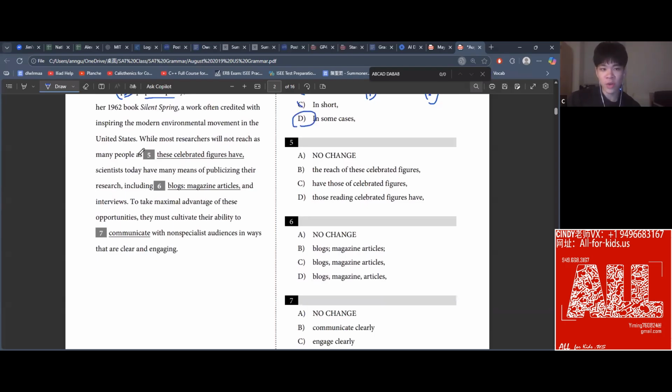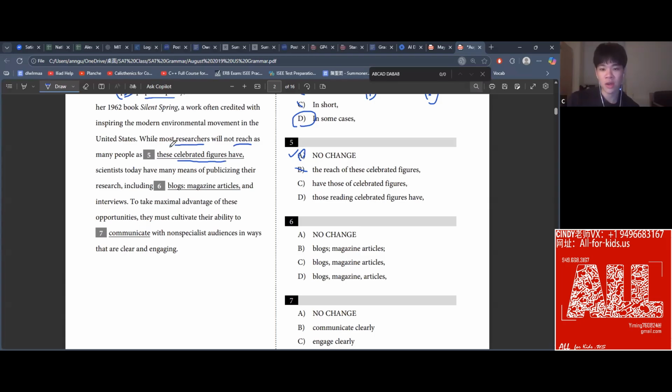While most researchers will not reach as many people as these celebrated figures have, that's just the correct way of saying it. So if we check the other choices, "researchers will not reach as many people as the reach of these celebrated figures." That's not correct, right? We're comparing researchers' reach to the celebrities' reach, talking about both their reaches.